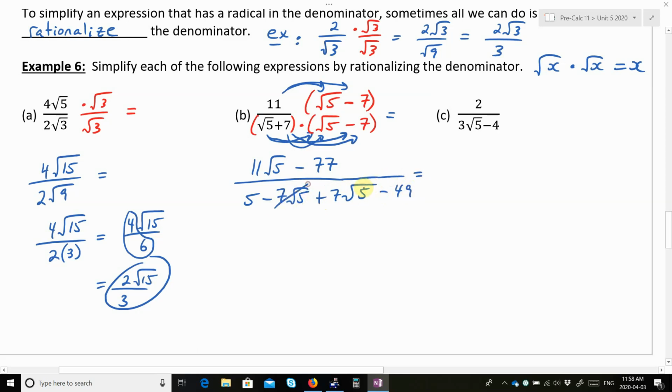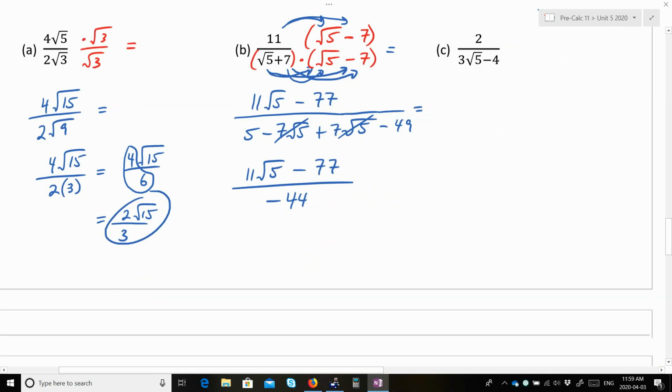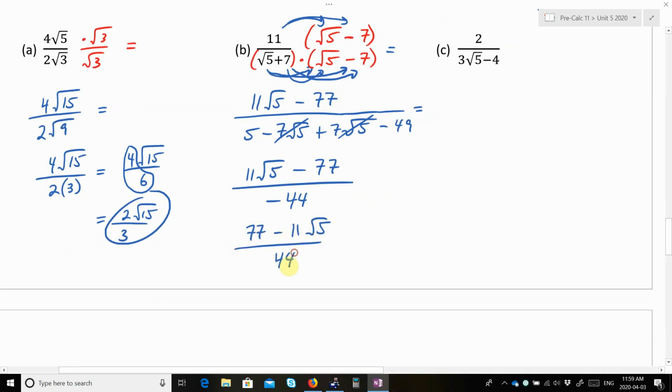And we'll see that those cancel, so all of my square root expressions are gone from the bottom. The top is 11 root 5 minus 77. And 5 minus 49 is what? Negative 44. Okay, so you can leave it like that, or you can multiply top and bottom by negative 1, and that will switch all the signs of everything, and it'll make a nice positive number on the bottom. It's basically like dividing out a negative 1 out of the top and the bottom, and canceling them.